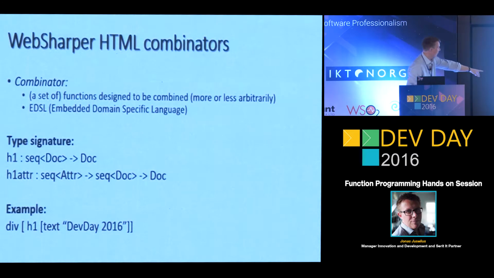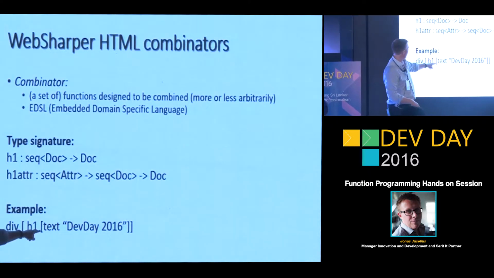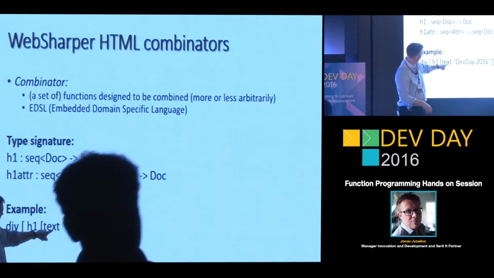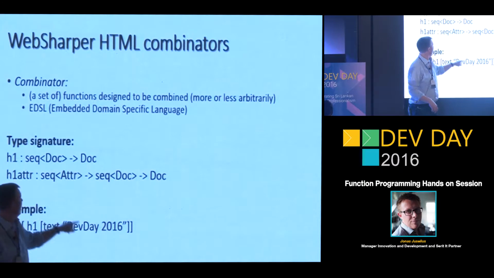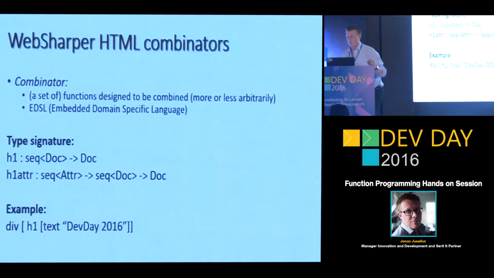So here's an example of it. There I have the function div. It takes a sequence, a list, and that list contains an h1, which again takes a list. You see, it always takes a sequence of stuff. And there's a function text, which will turn a string into a Doc so that it satisfies the type.